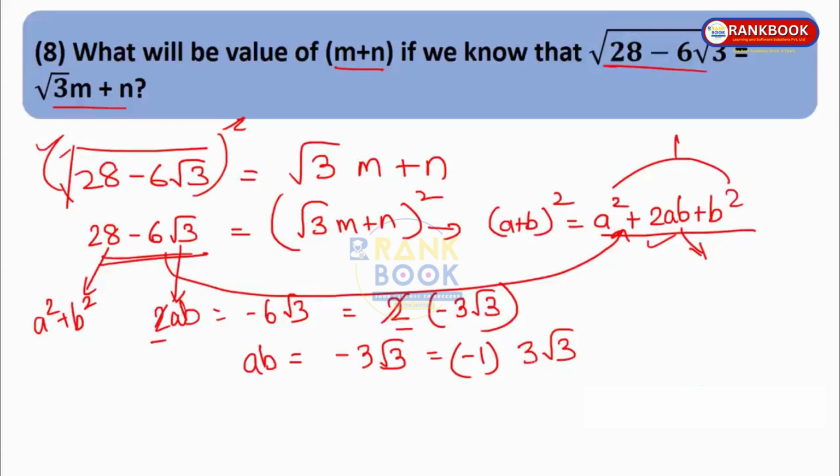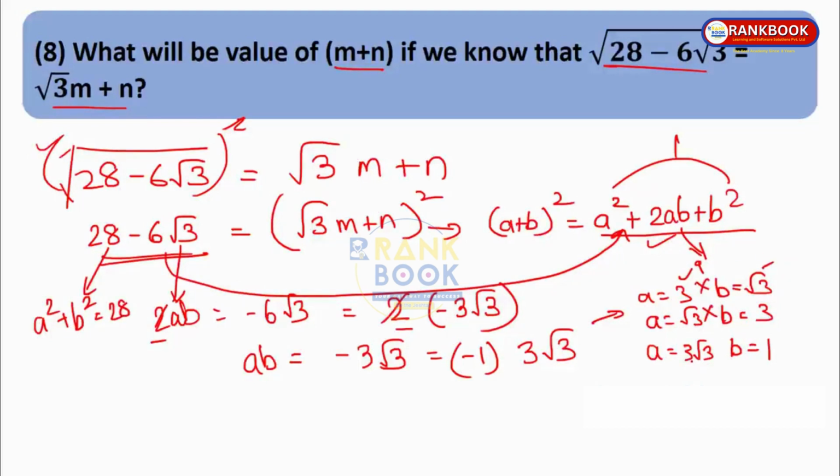So what should be a and what should be b? We can have a as 3, b as root 3. We can have a as root 3, b as 3. We can have a as 3 root 3 and b as 1. There are many possibilities. Let us try which one will satisfy the condition a square plus b square is equal to 28. A square is 9, b square is 3. 9 plus 3 is 12, so this cannot be the answer.